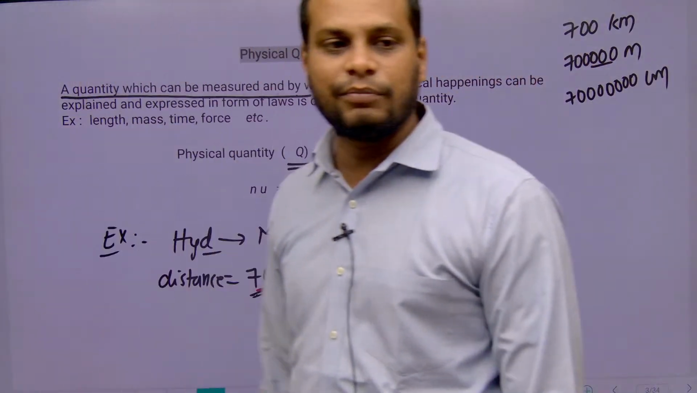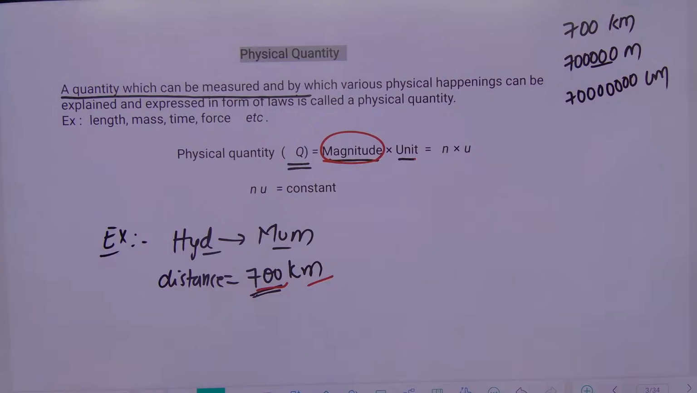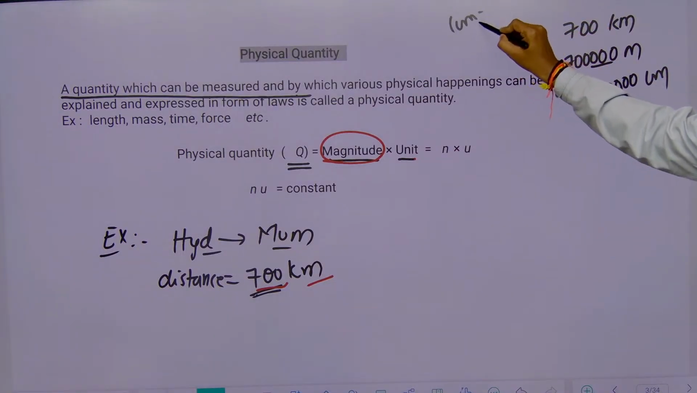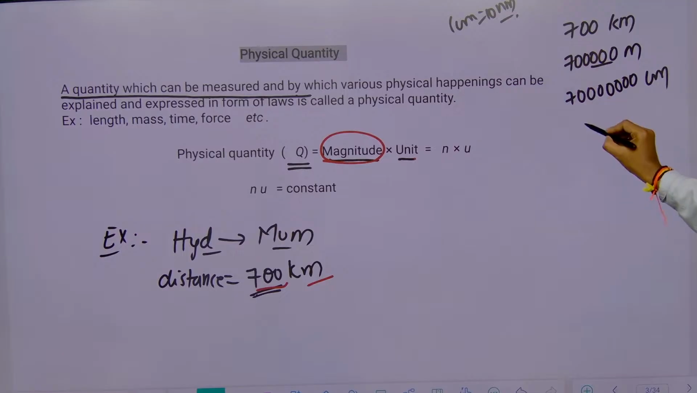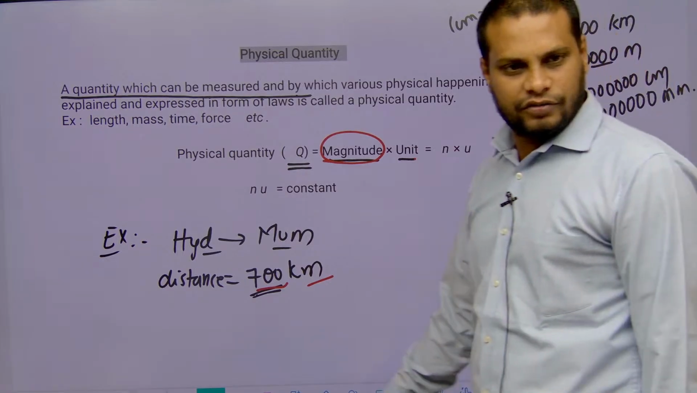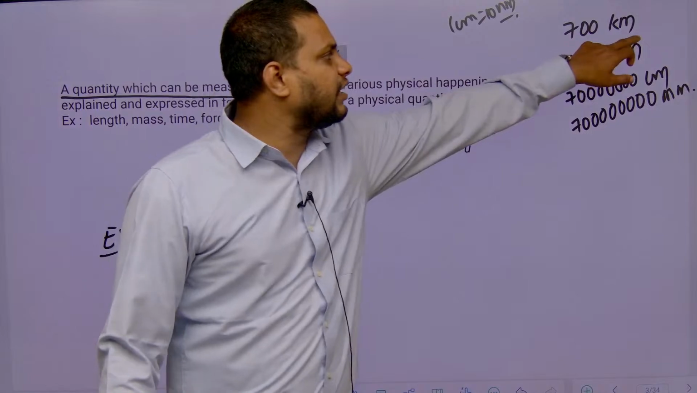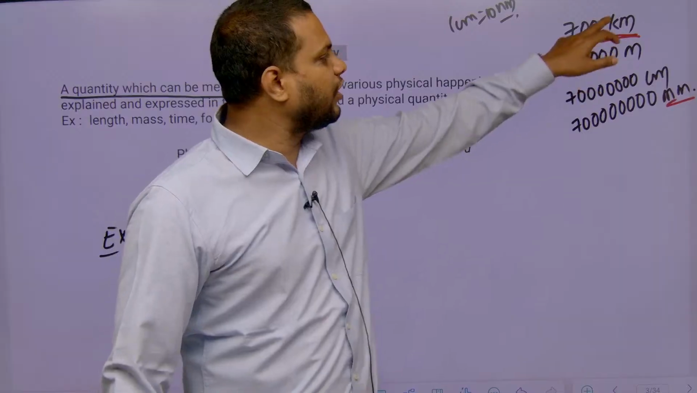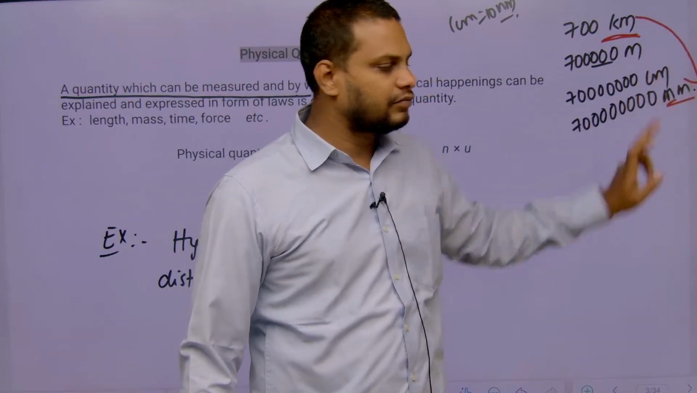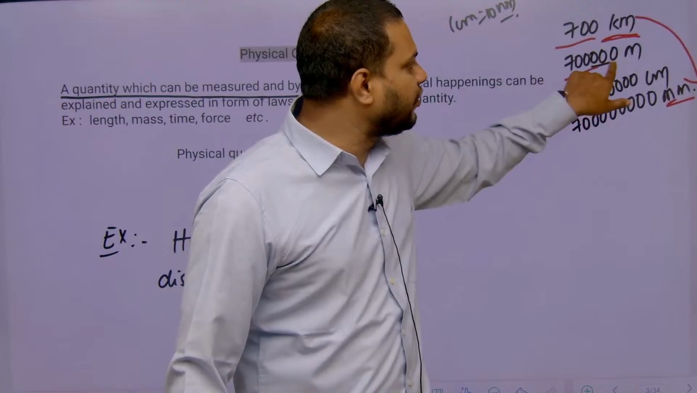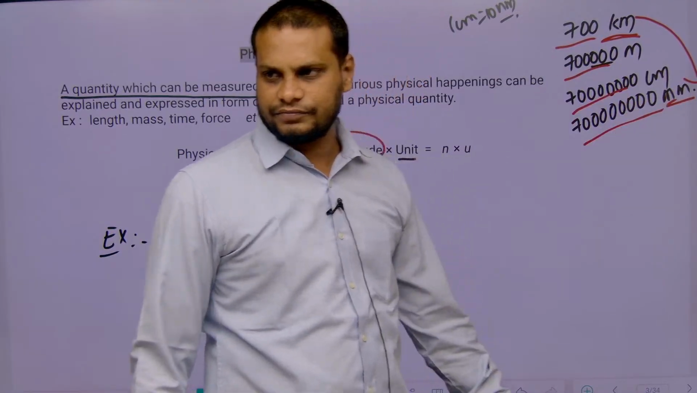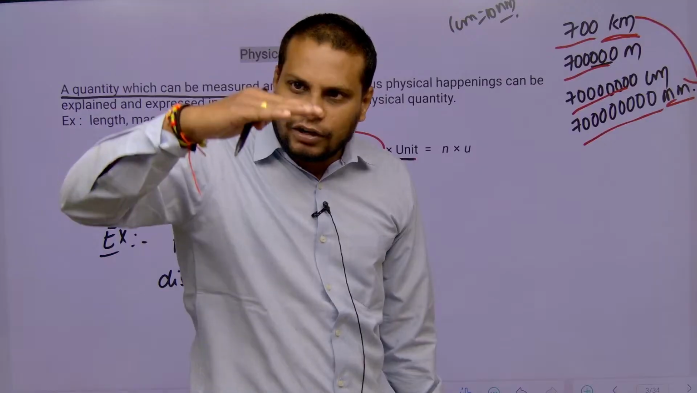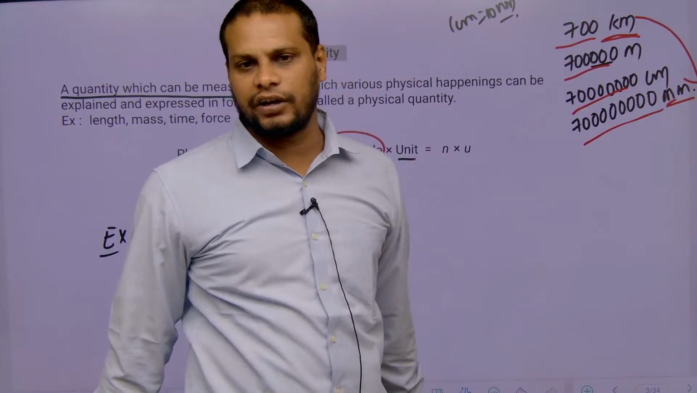1 centimeter has how many millimeters? 10 millimeters. So you can write 700,000,000 with one more 0, millimeter. Now see, kilometer is the largest unit, millimeter is the smallest unit. When you go from the largest unit to the smallest unit, the magnitude value increases. So as the unit value decreases, the magnitude value increases.